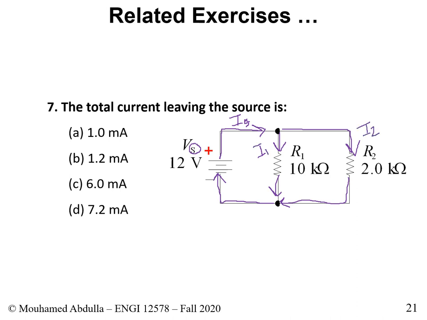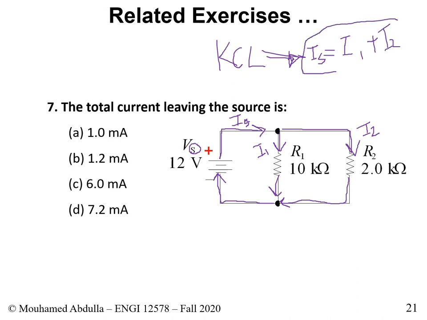And we know through KCL that IS is equal to I1 plus I2. Okay, so let's see what we have so far. So we have this, that's perfect.